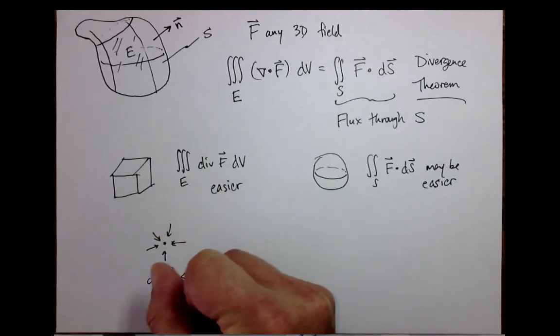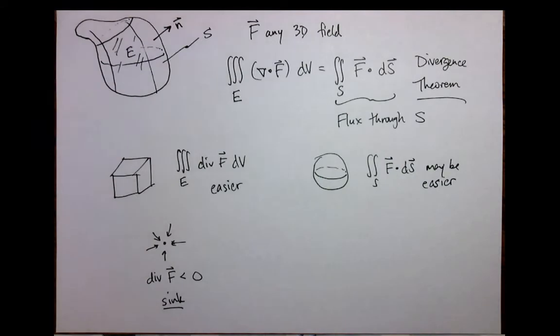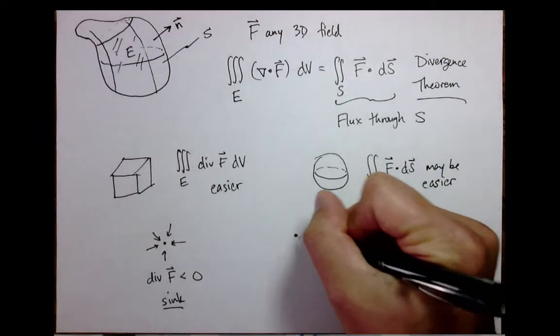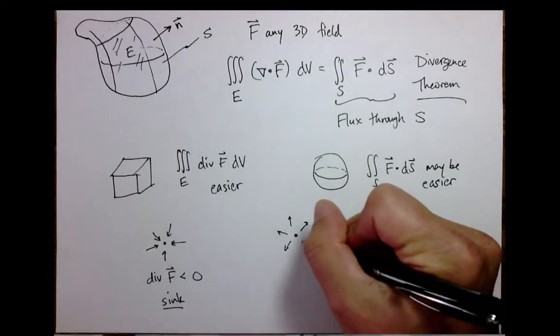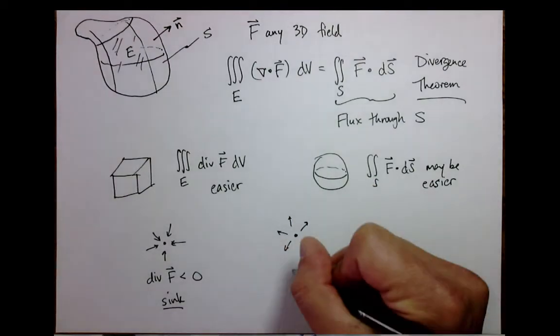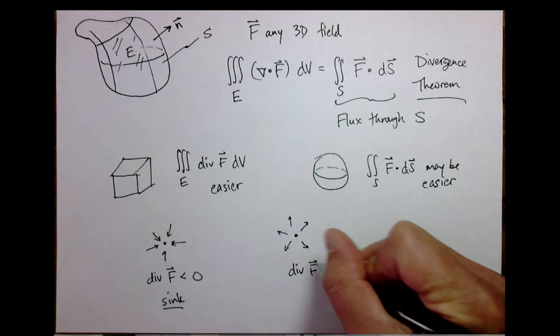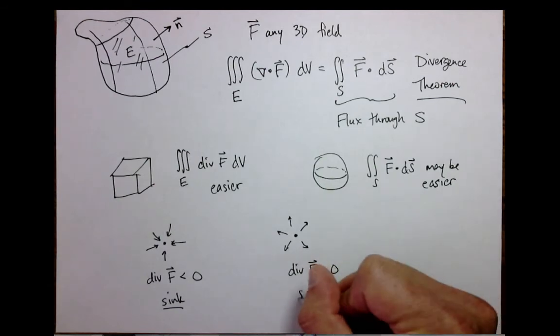And we say this point is a sink, so water's flowing in. And then the opposite situation where the flow is outward, the flux is clearly positive. And according to the theorem, the divergence must be positive. We call this a source.